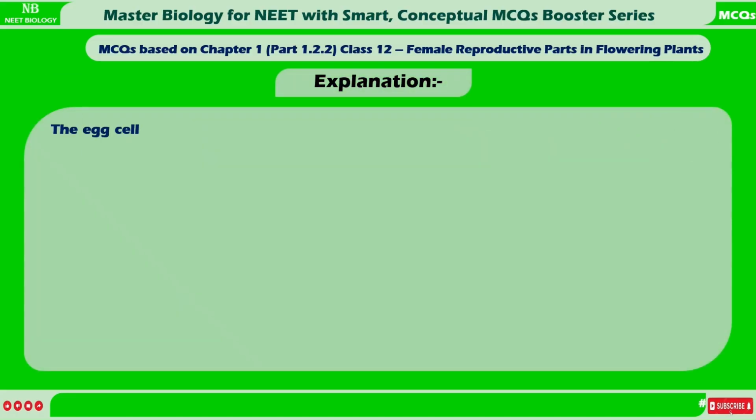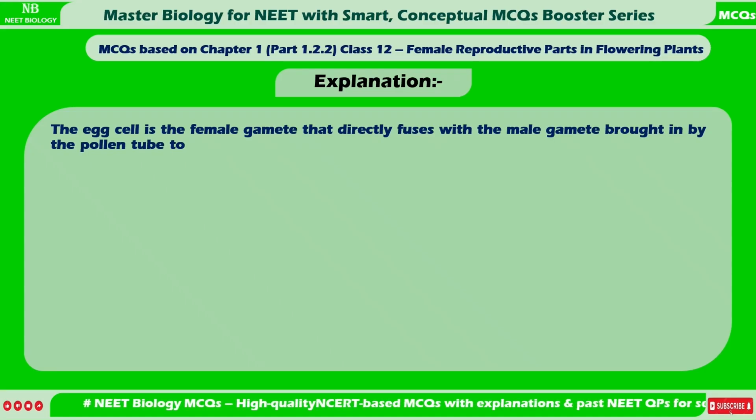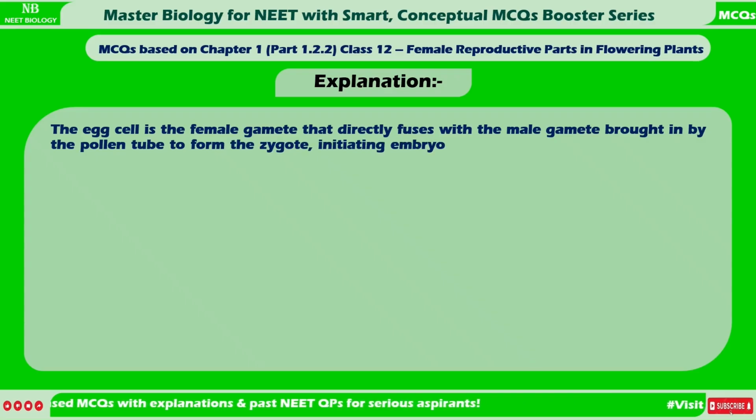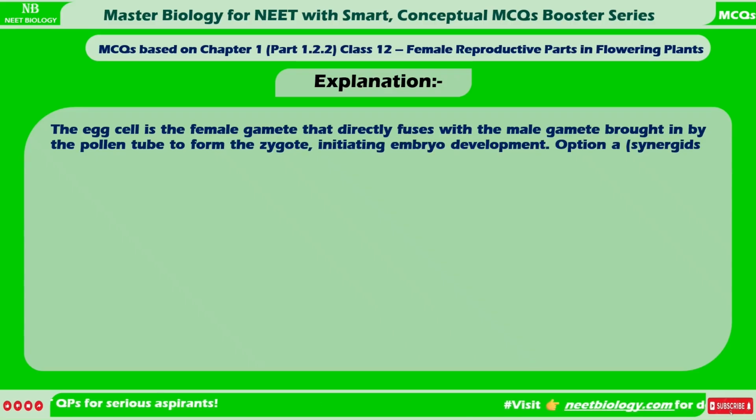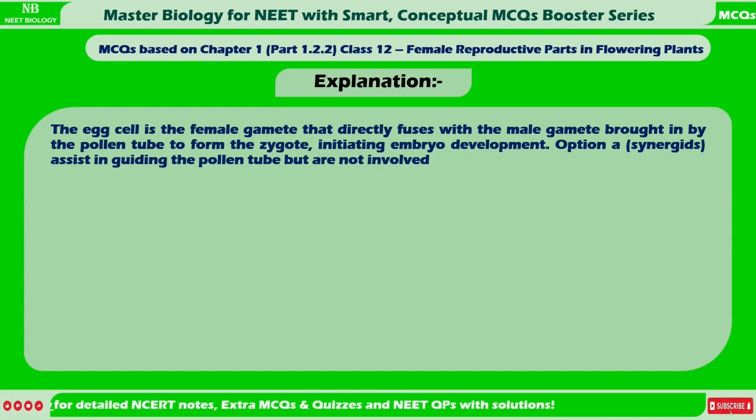Explanation. The egg cell is the female gamete that directly fuses with the male gamete brought in by the pollen tube to form the zygote, initiating embryo development. Option A. Synergids assist in guiding the pollen tube but are not involved in fertilization.